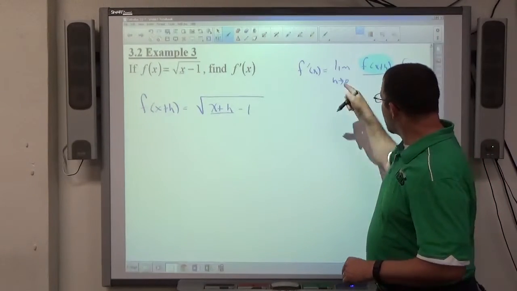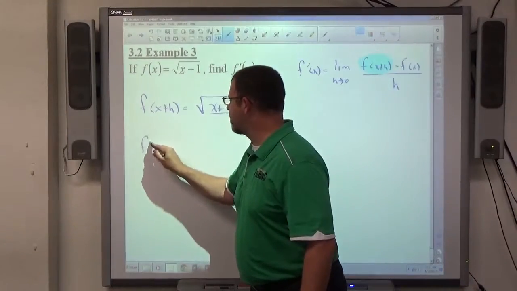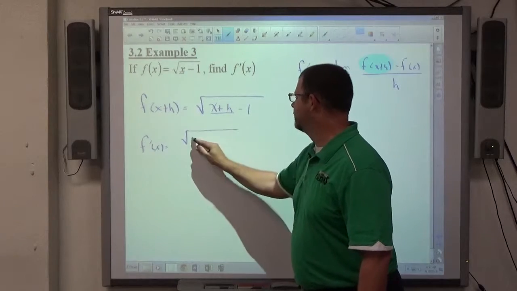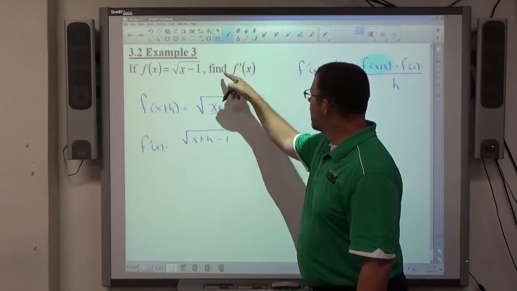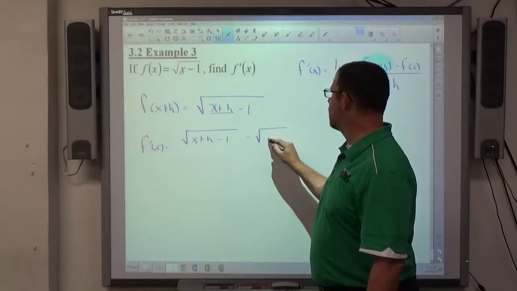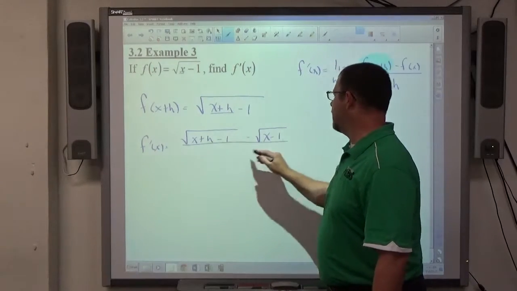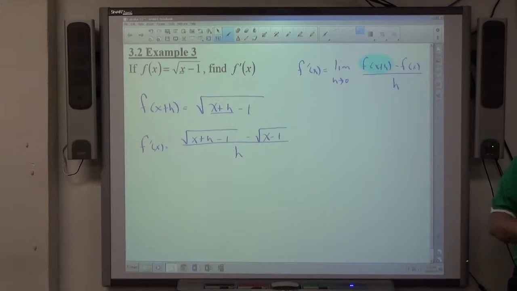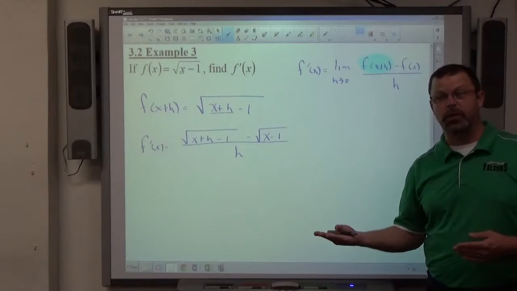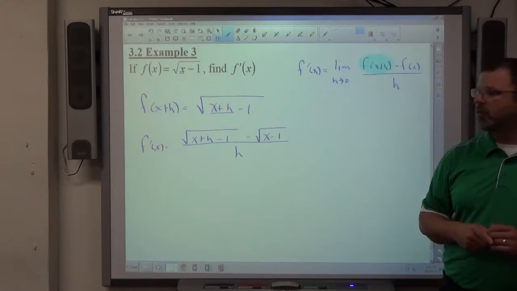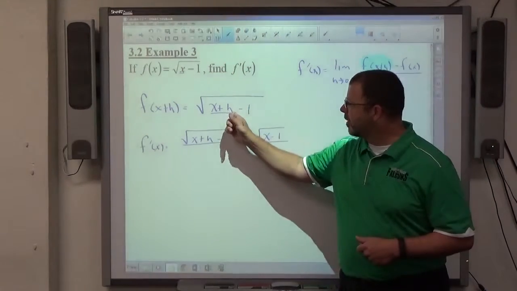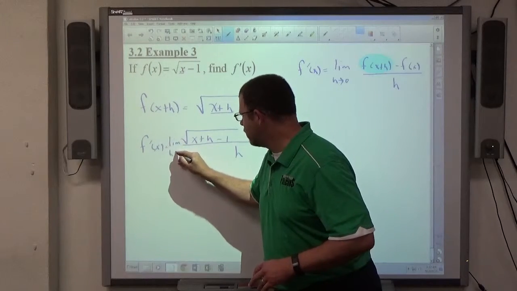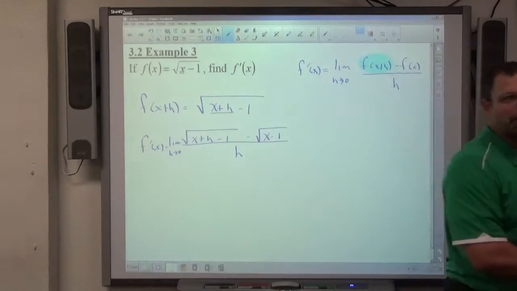Next, if I apply the rule, our derivative f prime of x is going to equal f of x plus h, which is this stuff, minus f of x, which is the square root of x minus 1, and all that's over h. So that's job one in a problem this Friday. Using the definition of derivative to find the first derivative is establish f of x plus h and then create the structure, and don't forget to put limit as h approaches 0. It's very forgettable, but it's part of the problem.